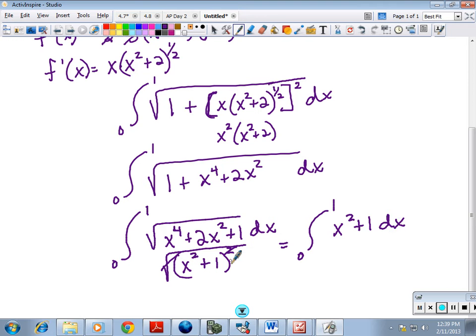Just remember that when you have that squared and that square root, your answer really needs to be positive because this thing is above the x-axis. And technically we're finding the area under the curve here.